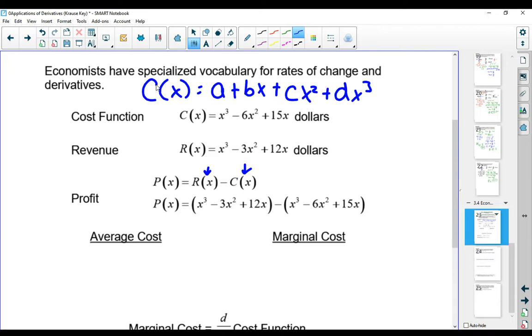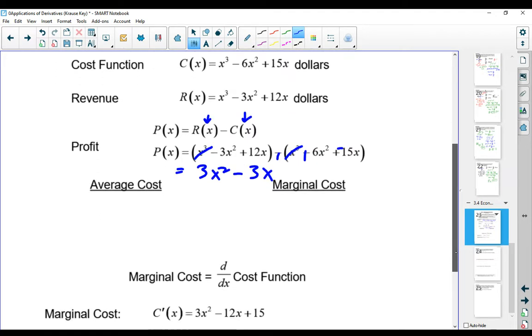All right, so in this particular example, we've got the profit being the revenue minus the cost. We can actually go through and calculate what that would be. So x cubed minus x cubed would be 0. Negative 3 minus negative 6, so negative 3 plus 6 would be 3x squared. And then 12x minus 15x would be negative 3x. Okay, and then if we were working with profit, we could certainly go forward with that.